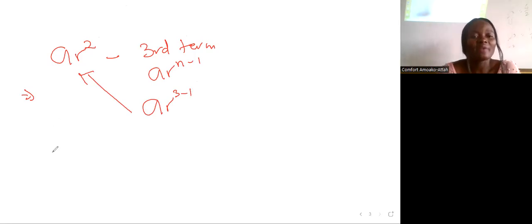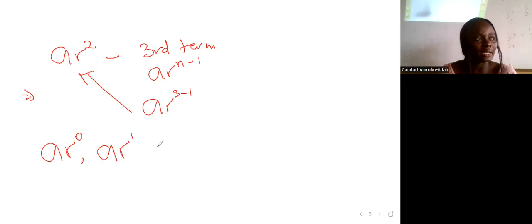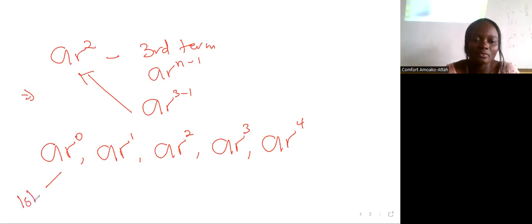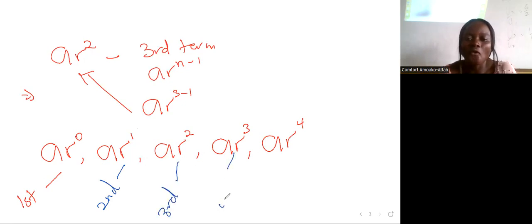Always, okay? We have the sequence as AR exponent 0. Then you move on, AR exponent 1. Then you move on, AR exponent 2. And you move on, AR exponent 3. And you move on, AR exponent 4. This is the first term. This is the second term. This is our third term. This is our fourth term. This is our fifth term.